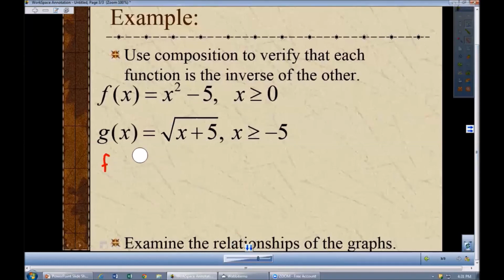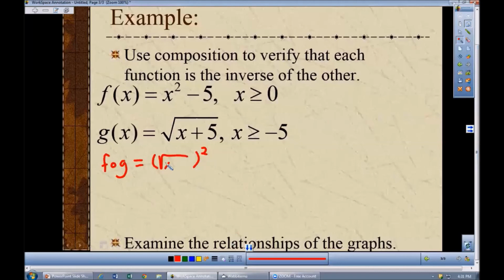And remember, this little open circle is the notation for composed. That means f gets to eat the function g. So first, we're going to put the function g as the input of f. So when x gets squared, that actually means the square root of x plus 5 gets squared. And the rest of the function f is to subtract 5. When we simplify that, the square cancels out the square root, so x plus 5 minus 5. And that simplified is equal to x. So f composed with g produces the output of x.